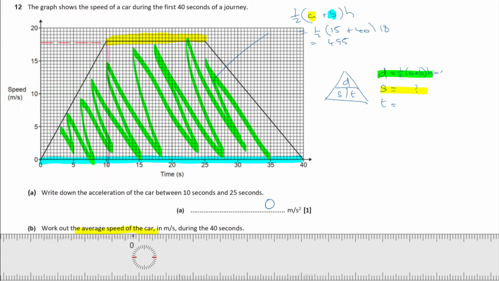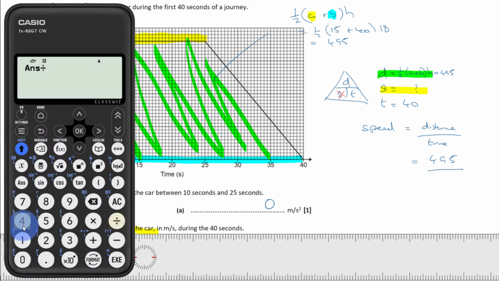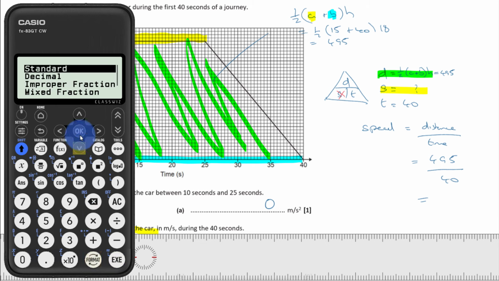So we know the distance now. It's 495. Speed is what we're trying to find. Time, well, the length of the whole journey was 40 seconds. So now we're in a position that we can work out the average speed. Cover up the thing I want to find. I want to find speed. That tells me what to do with the other two. Speed is equal to distance traveled divided by time taken. So in this case, it was 495 divided by 40. What's that then? 495 divided by 40. That's 12.375.